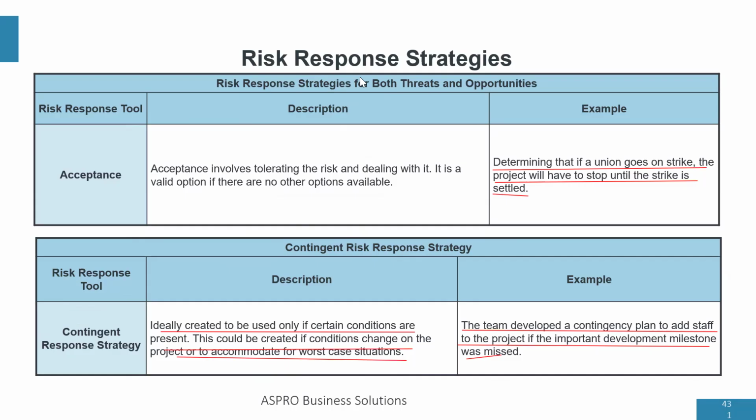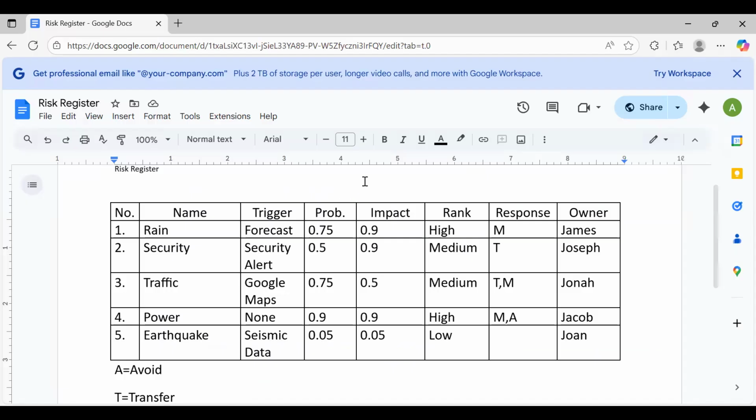Right now, let's go and look at how to implement this risk response in our risk register. If you look at the risk register, after ranking the risk, we now want to respond to risk. So for rain, the risk response strategy is mitigate. Mitigation is reducing the impact of the risk. How will they do that? By providing canopies at the rally. Canopies will reduce the impact of rain.